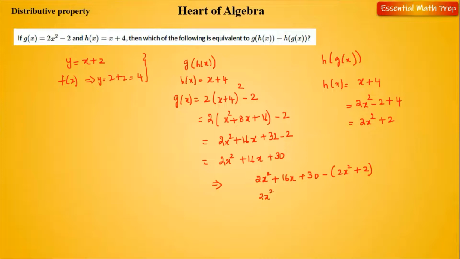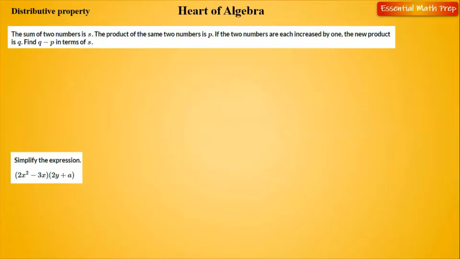So it's 2x squared plus 16x plus 30 minus 2x squared minus 2. So the 2x squared cancels out. And so it's 16x plus 28 is the answer. Isn't that simple? All right, let's maybe do one more problem.